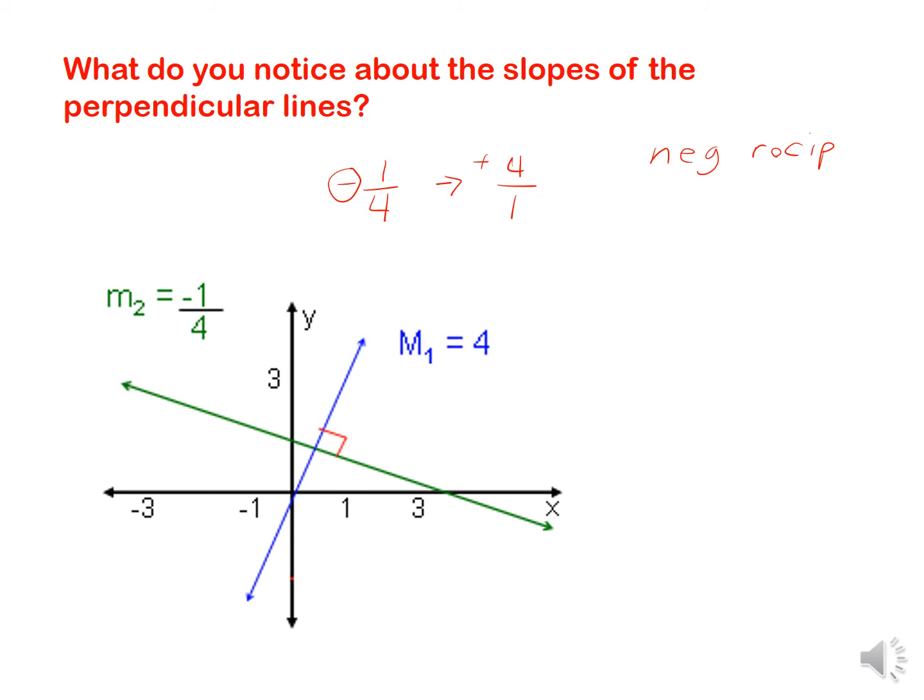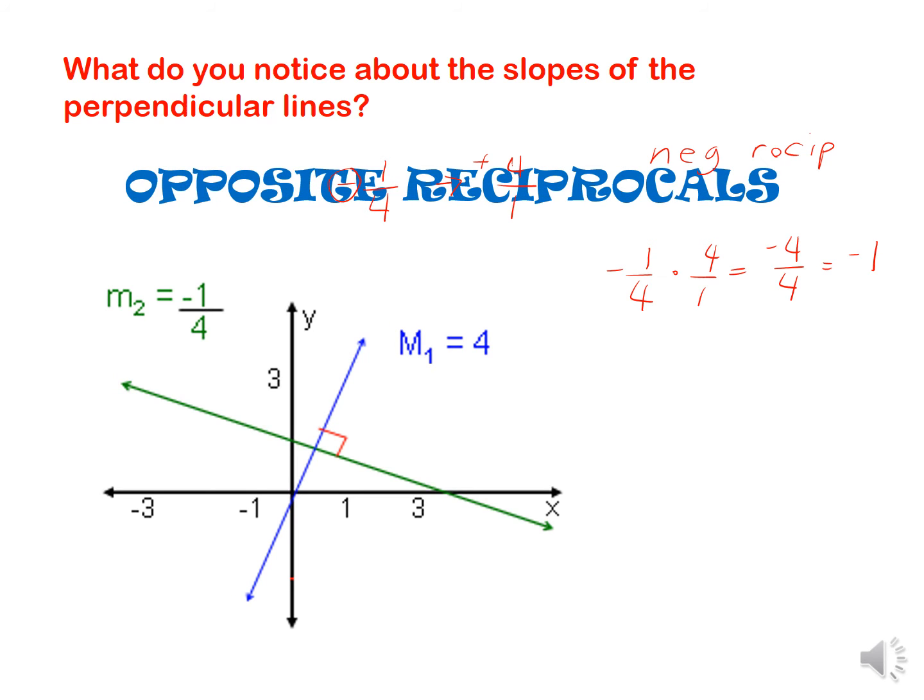The other thing they tell you is that if you multiply them, you get negative 4 over 4. They equal negative 1. So the slopes will equal negative 1. Opposite reciprocals.